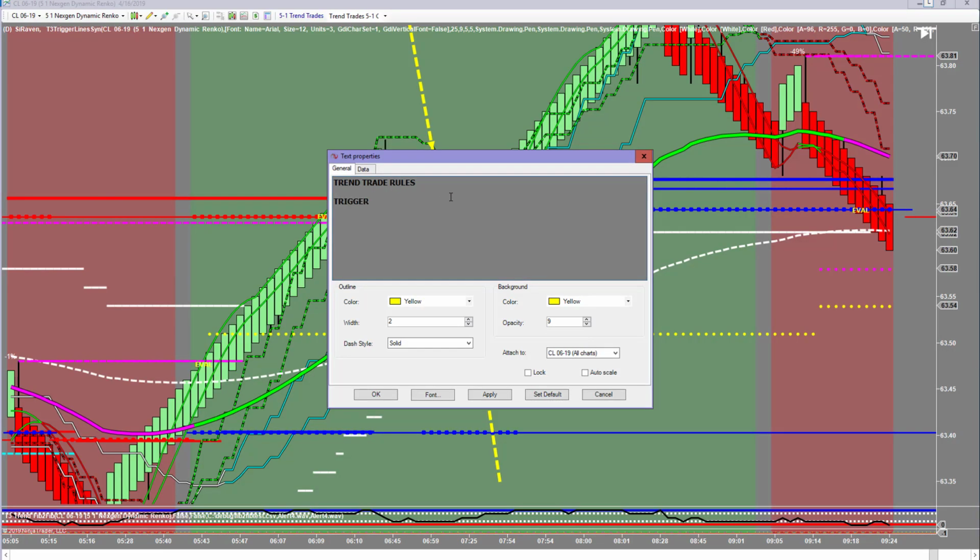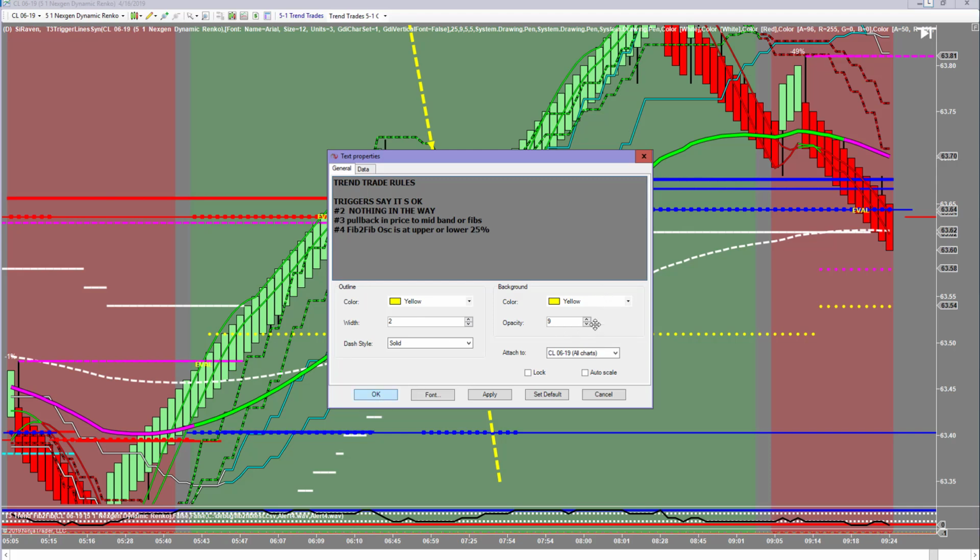Number 1, triggers say it's okay. Number 2, nothing in the way. Number 3, pull back in price to mid-band or fibs. And number 4, the fib to fib oscillator is at the upper or lower 25%.